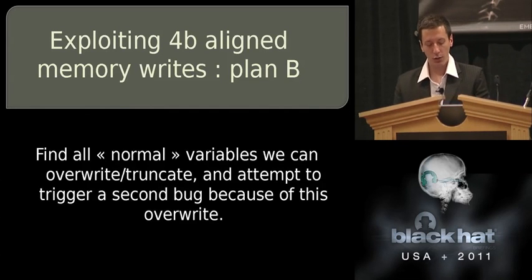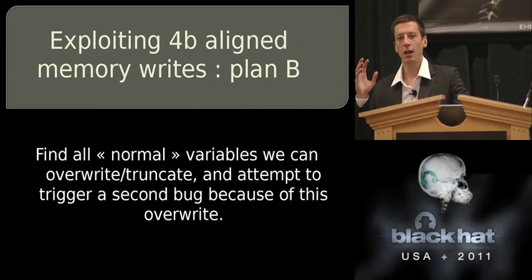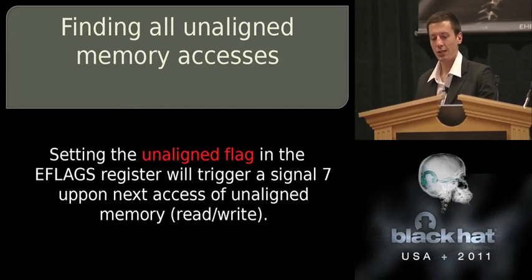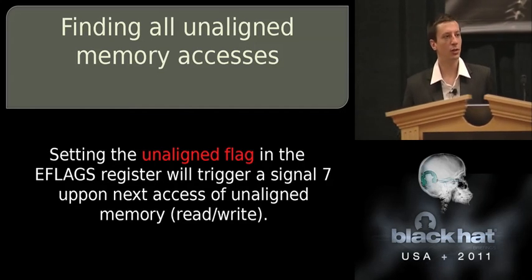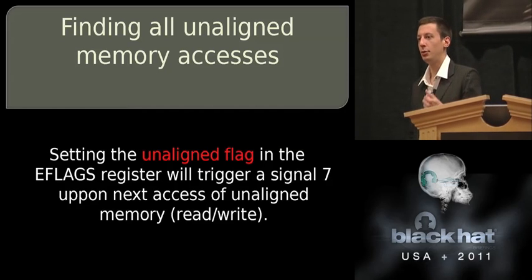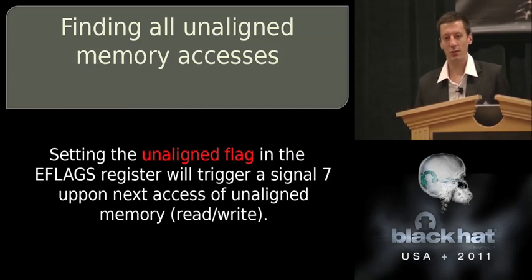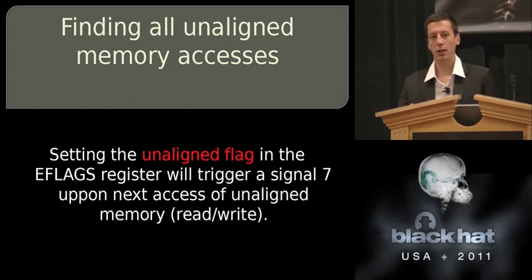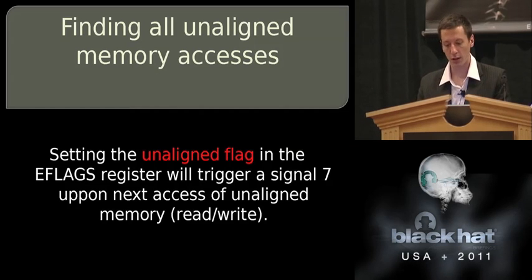Plan B is to check if the application itself is accessing unaligned memory. To do that, we set a special flag in the EFLAGS register, called the alignment check flag. And every time the application reads or writes unaligned memory, the debugger will receive signal 7. This way we can very easily detect if the application is trying to read or write unaligned memory.